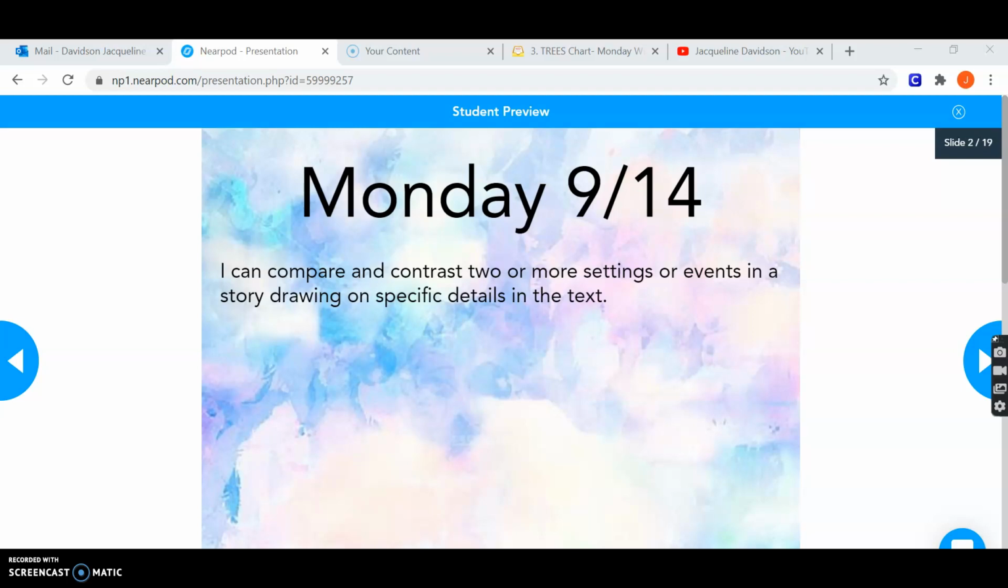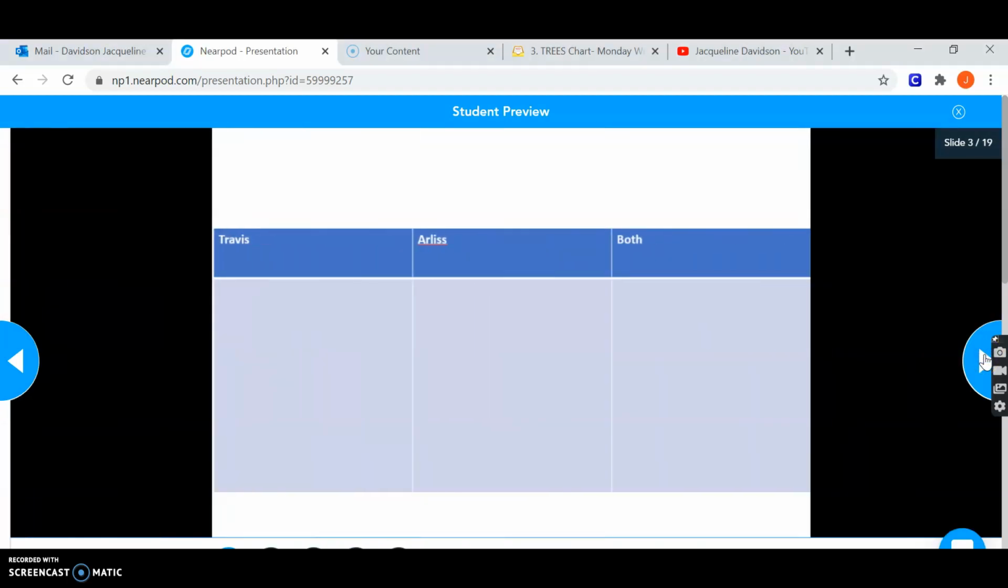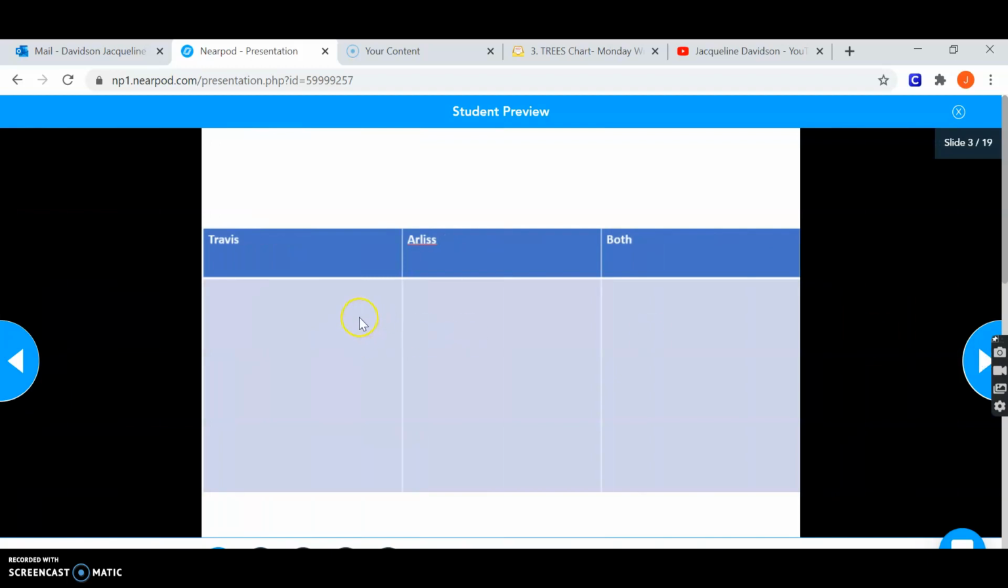Go ahead and take out your red journal right now. On the next slide, you guys are going to be able to draw on this slide. I want you to write down one thing from Travis that we wrote in our red journal, one thing from Arliss that we wrote in our red journal, and if we wrote something for both, I want you to put it right here, okay? Just so we can get thinking about our story, and then I will go ahead and read it to you while you read along in your Journeys book.